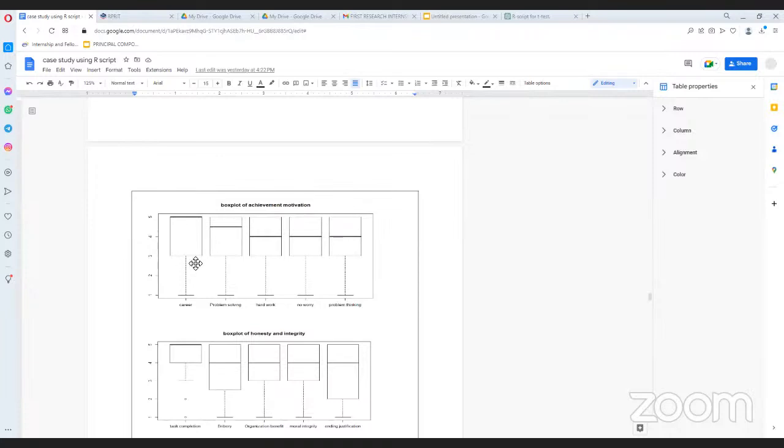The box size is high. The median and the third quartile are at the same level. And here you can find there are some people whose career-related achievement motivation is low. So these are the people. Okay, sir.